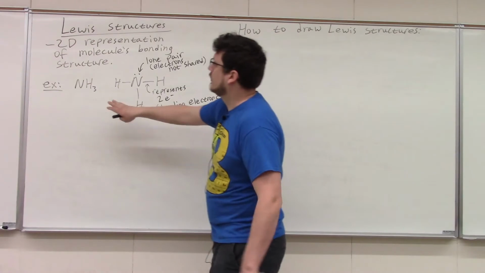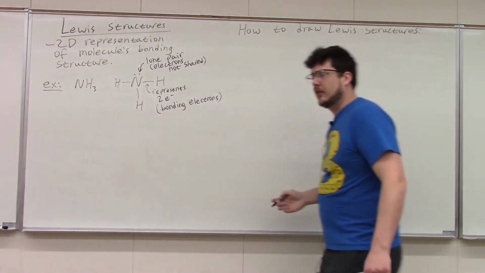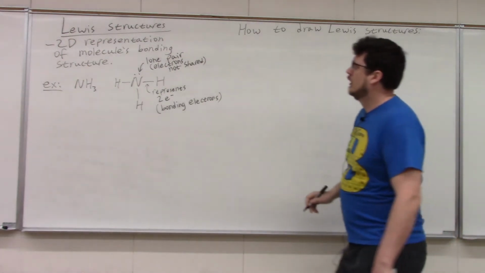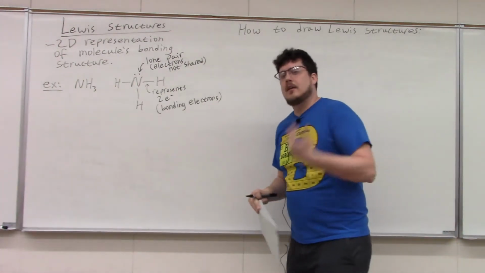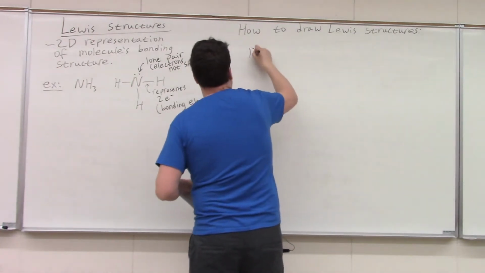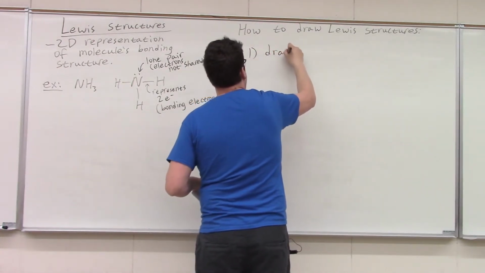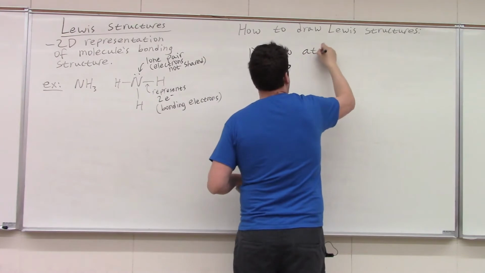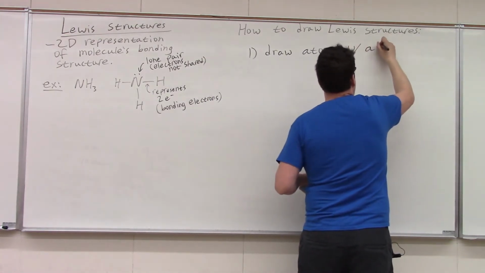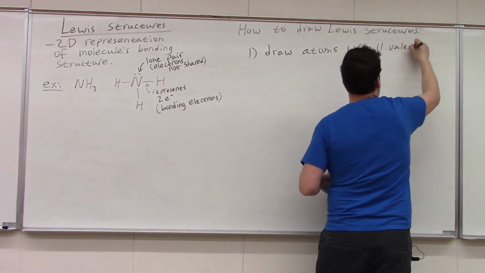But this is what they look like. But how do we go about drawing them? So, how to draw Lewis structures. There's going to be some details that we add later once we start talking about formal charge. But step 1 is just going to be: draw the atoms with all valence electrons.